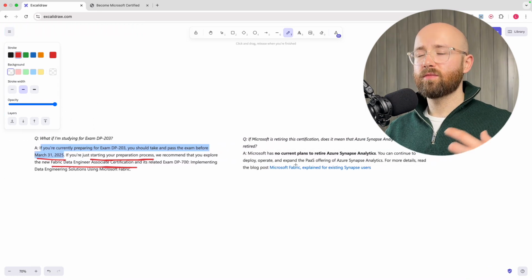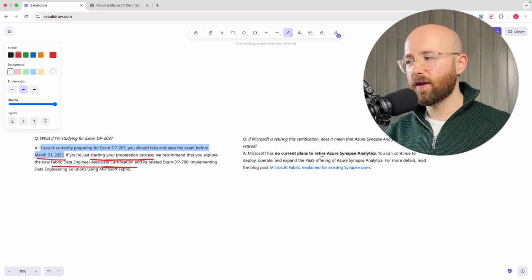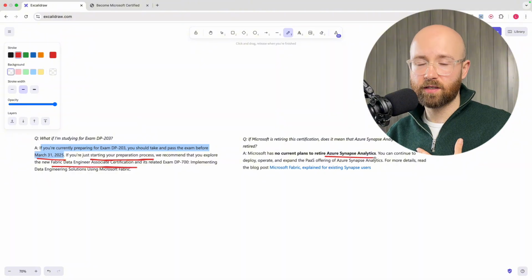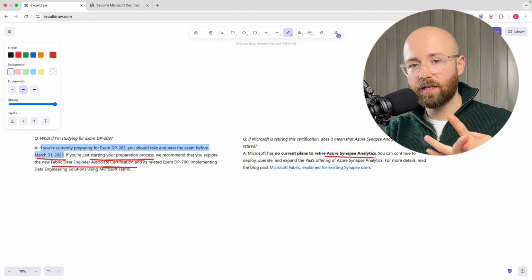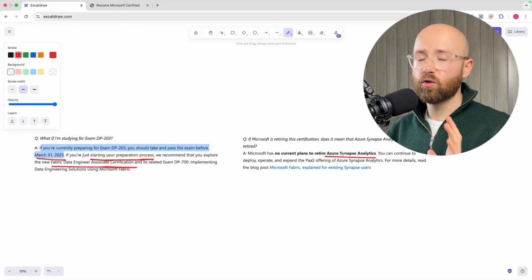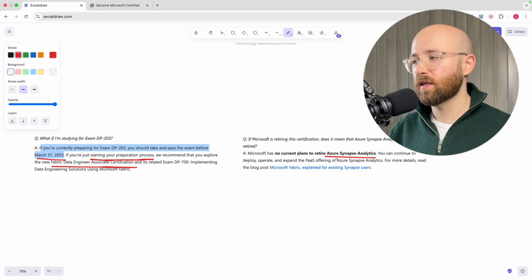Now, people's worry is how's this going to affect stuff like Azure Synapse Analytics, which was one of the core pieces of Azure Data Engineering. As far as I'm concerned, the three core pieces of Azure Data Engineering are Synapse, Databricks, and Data Factory. And so they're saying that there is no plans to retire Synapse Analytics just yet.